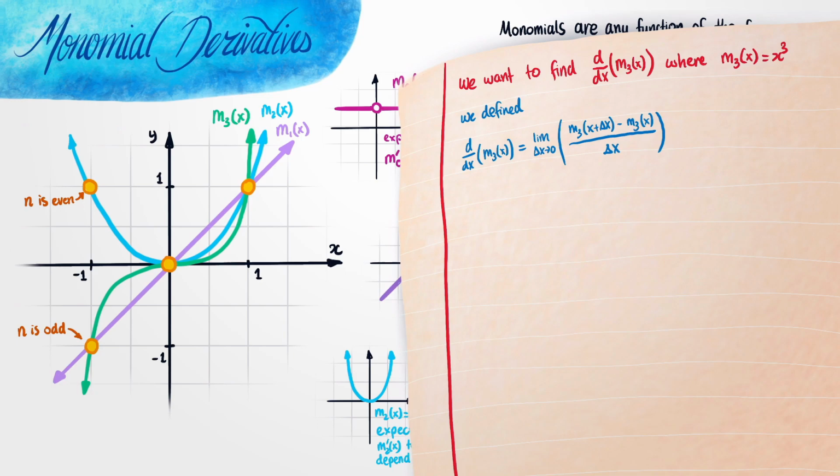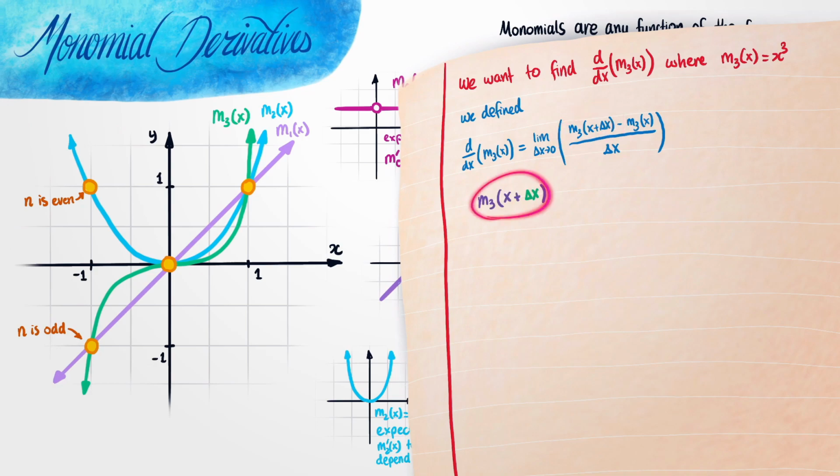Remember, the derivative just finds the gradient, and this over here in a sense is the change in y, and this at the bottom is just the change in x, and all we're doing is just taking the limit as change in x goes to 0. Now in this case, we know that m3 of x is the same thing as x cubed, so we could just replace it, but I'm not going to do it just yet. First I'm going to start by dealing with the elephant in the room. What exactly should I do with this m3 of x plus change in x?